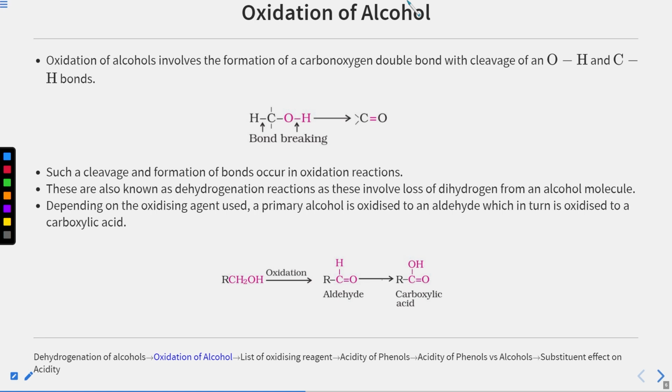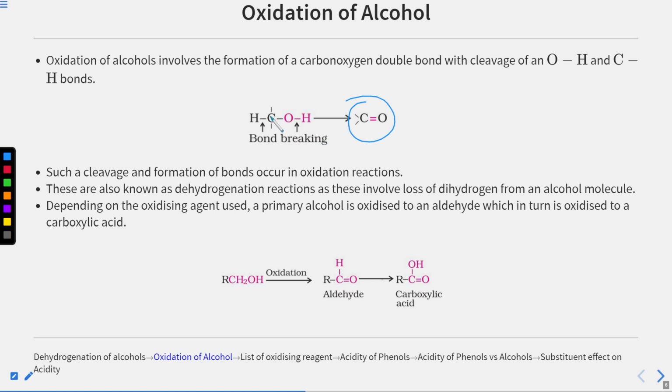If you see the structure of alcohol, two types of bond can be broken. We have discussed this in the alcohol chapter also, and we will discuss it now as well. The first is the bond between O and H, and the second is the bond between C and H. So two types of bond can be broken to give this carbonyl.